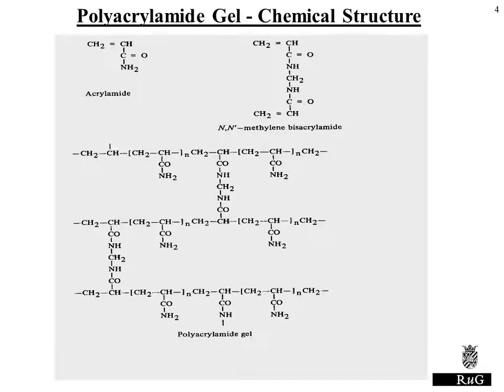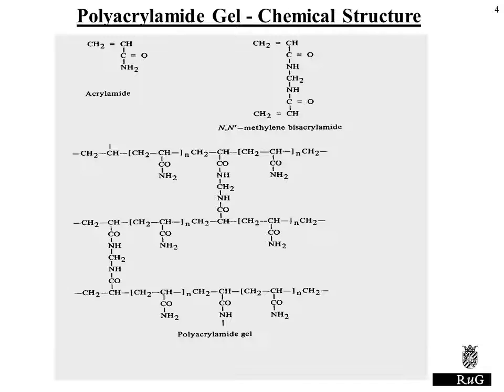Here is an overview of the chemical structure of polyacrylamide. It's composed of two monomers, acrylamide and N,N'-methylenebisacrylamide. Look at the structures on the upper left and upper right. Acrylamide is an amide with an alpha-beta unsaturated double bond. This double bond can be activated by radicals and thus initiate the polymerization, as the generated radical attacks another double bond.